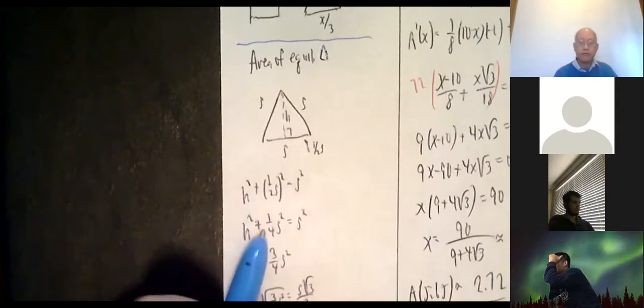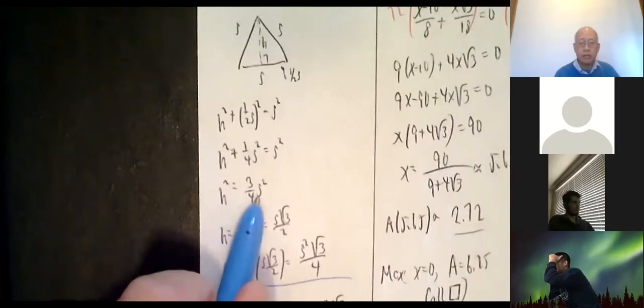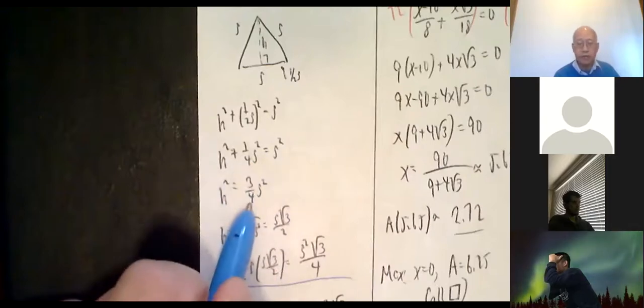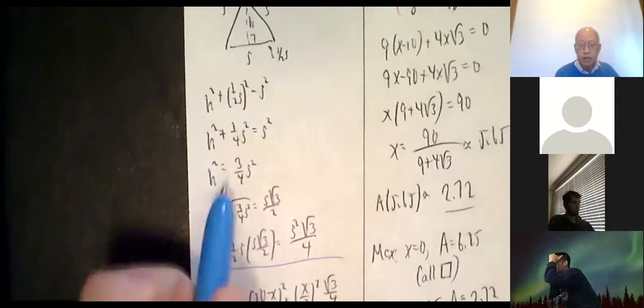H squared plus 1/4 S squared is equal to S squared. Subtract 1/4 S squared. H squared is equal to 3/4 S squared. S squared minus 1/4 S squared is 3/4 S squared. Take the square root. Don't need a plus or minus. These are positive. So square root of 3/4 S squared.